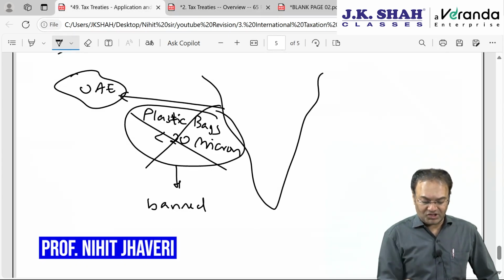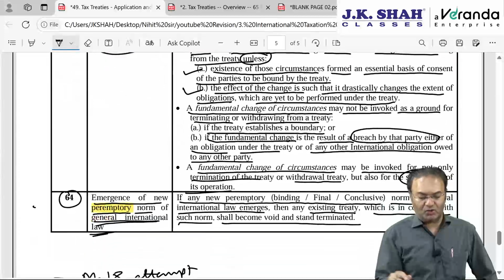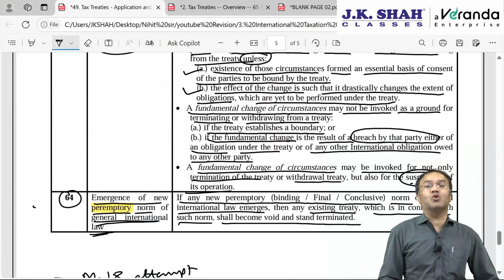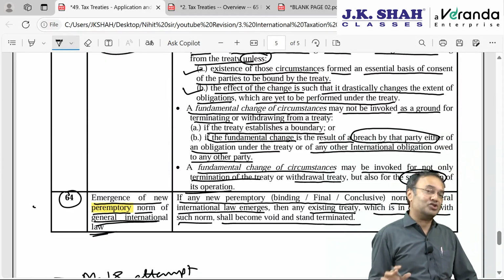However, up till now questions haven't come on this VCLT, as I told you. That's it. With that, the revision of this chapter, Overview of Tax Treaties, Application and Interpretation, comes to an end.